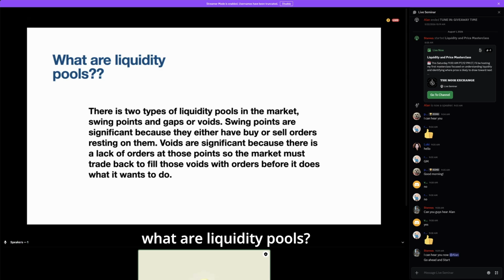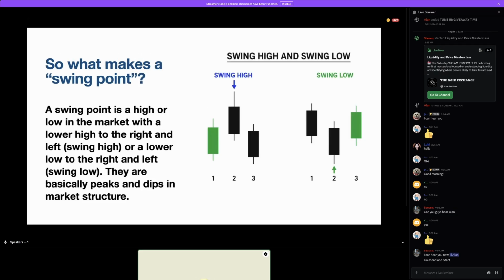But all right, so what are liquidity pools? There are two types of liquidity pools in the market: swing points and gaps or voids. Swing points are significant because they either have buy or sell orders resting on them. Voids are significant because there's a lack of orders at those points, so the market must trade back to fill those voids with orders before it moves in the direction it wants to move. So I'm gonna show you guys some examples of those and explain what they are.